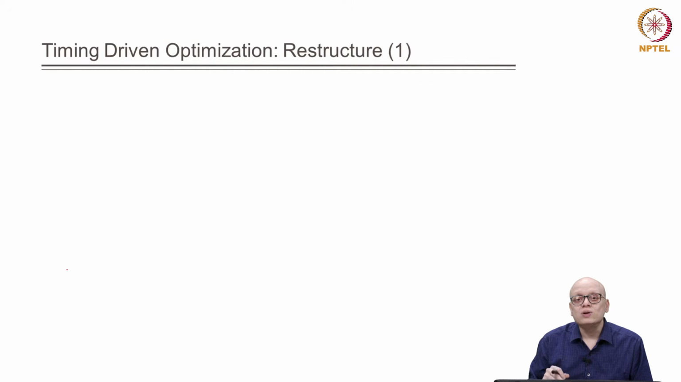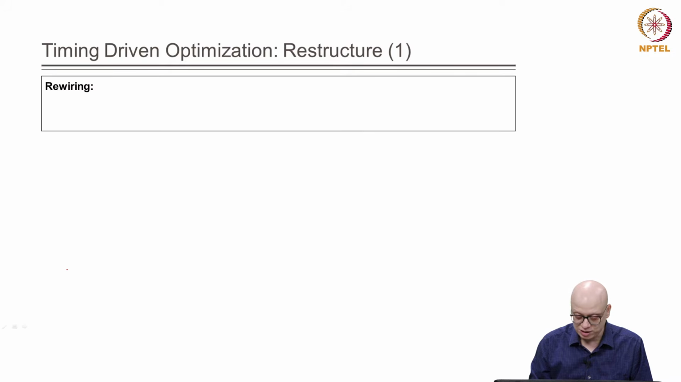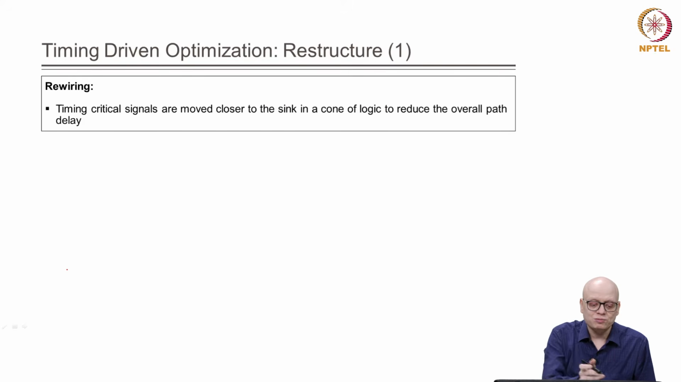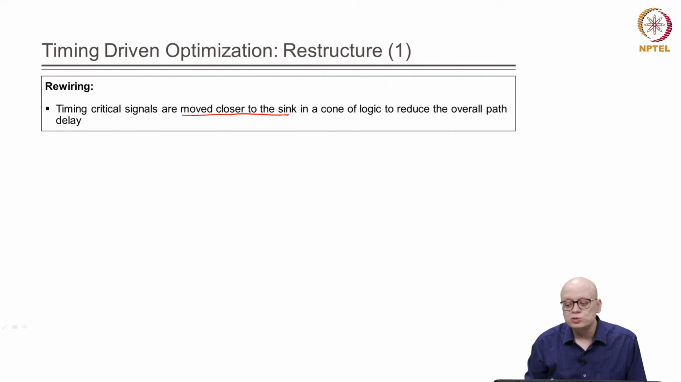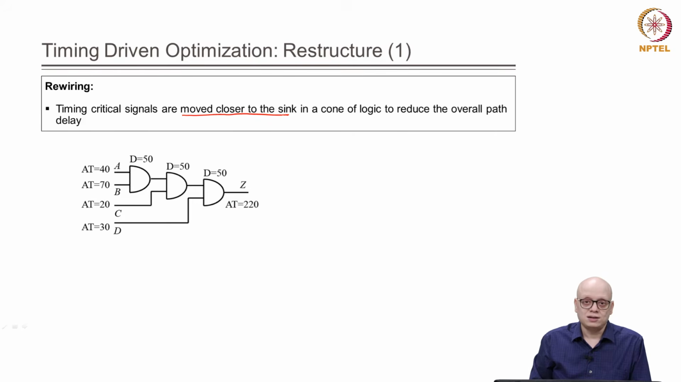Now, let us look into another optimization technique which is known as restructuring. In restructuring or rewiring, what we do is that the timing critical signals are moved closer to the sinks in the cone of logic to reduce the overall path delay. Let us take an example and understand what we mean by moving a timing critical signal close to the sink. Consider this circuit.